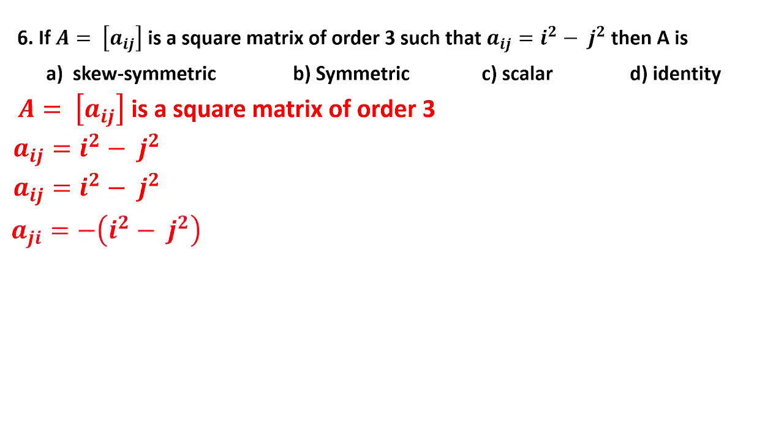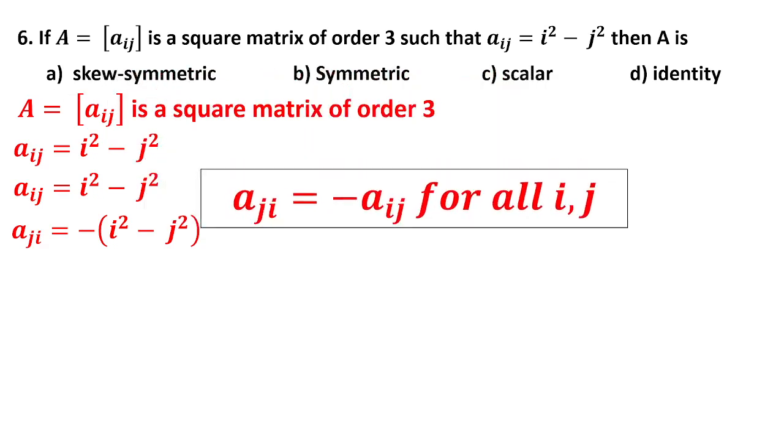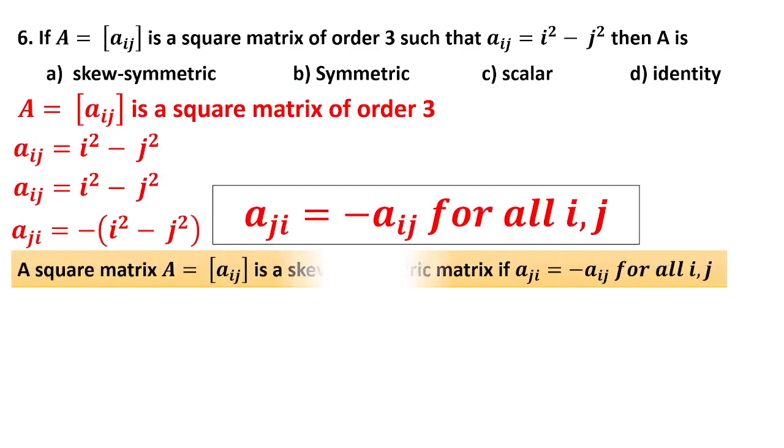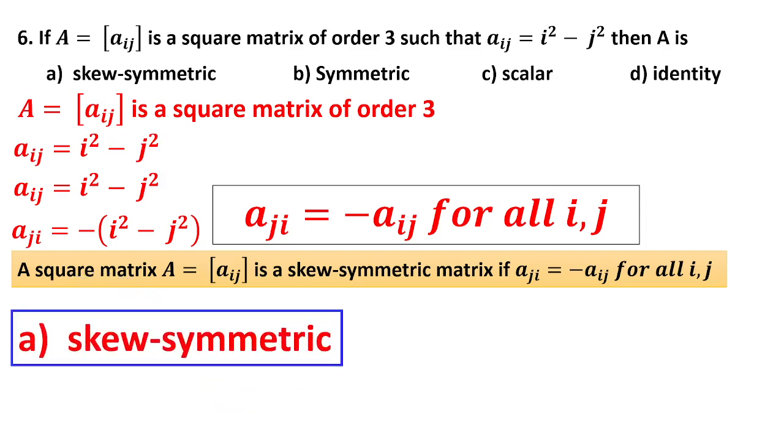Aji will be minus of i square minus j square. Now you know that whenever you are just replacing it, it will become j square minus i square. Therefore, Aji is same as minus Aij. This is the condition for skew symmetric matrix. Therefore, A is a skew symmetric matrix.